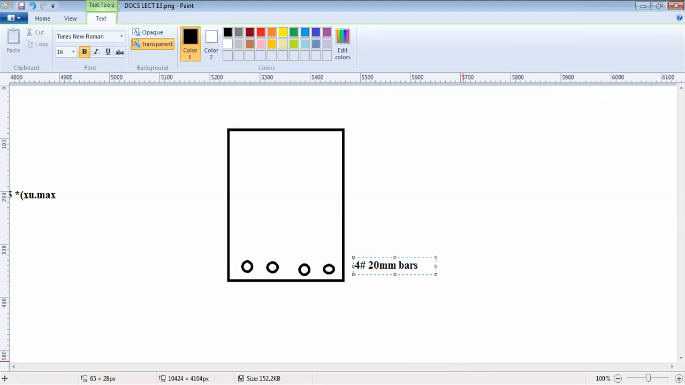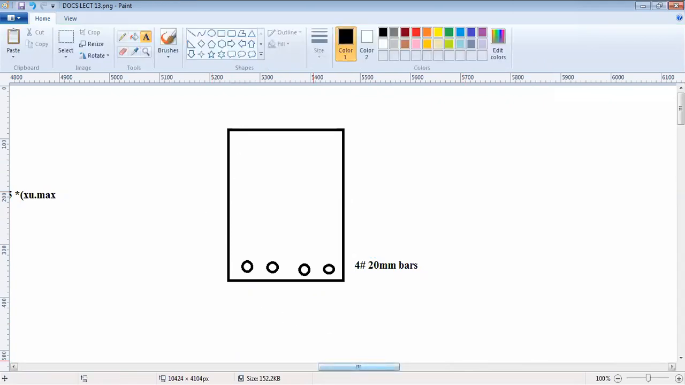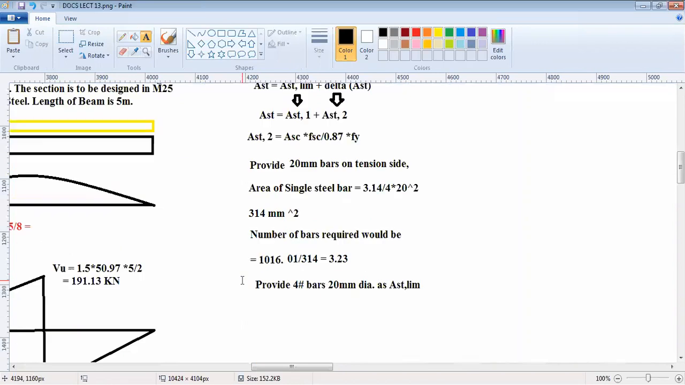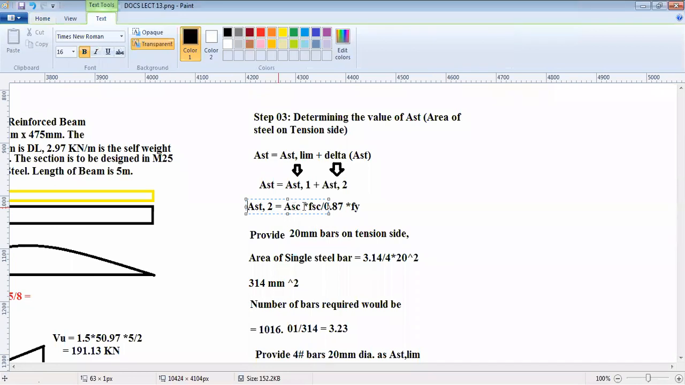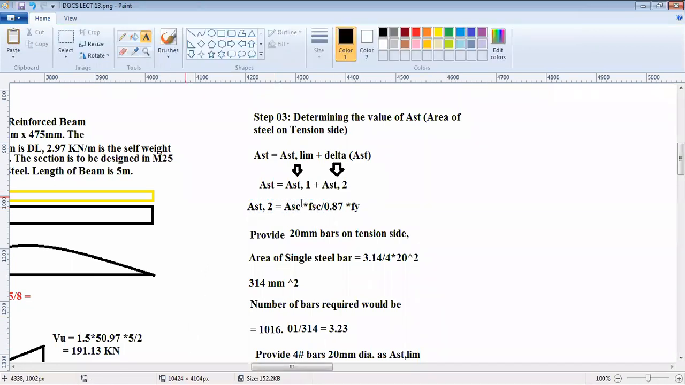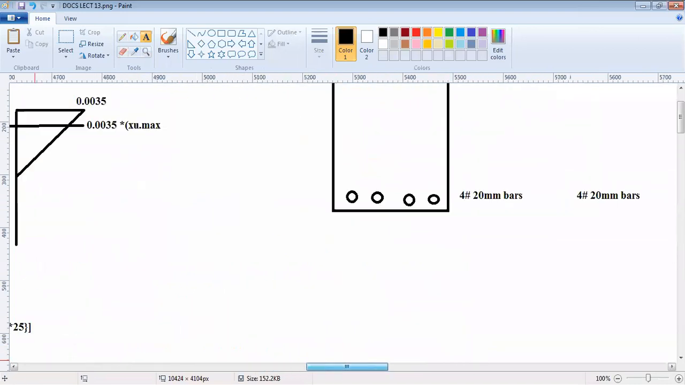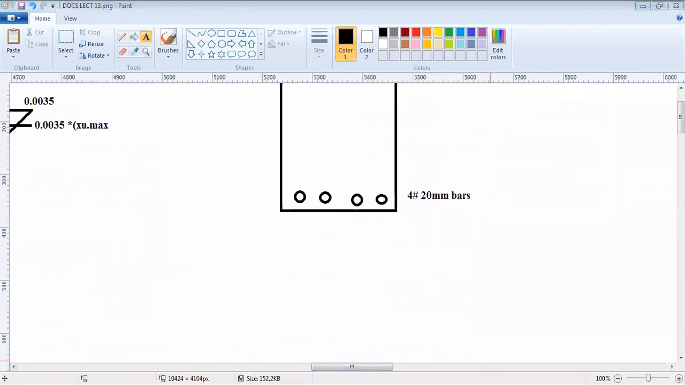Now, what should we do to provide the compression reinforcement? There are two ways to do this. Because AST2 is dependent on ASC, either you assume the value of the compression reinforcement, or you assume the value of AST2. So we'll provide a certain amount of compression reinforcement, and this will actually be an assumption. We will be assuming a 20 mm bar for compression steel.